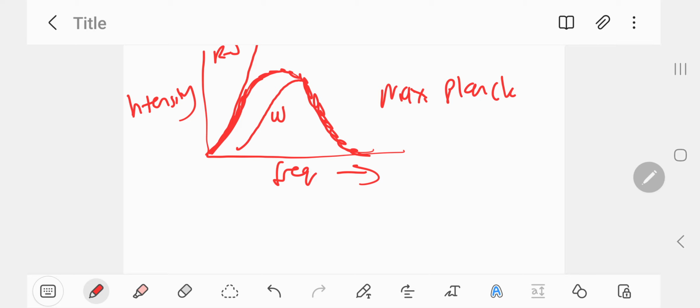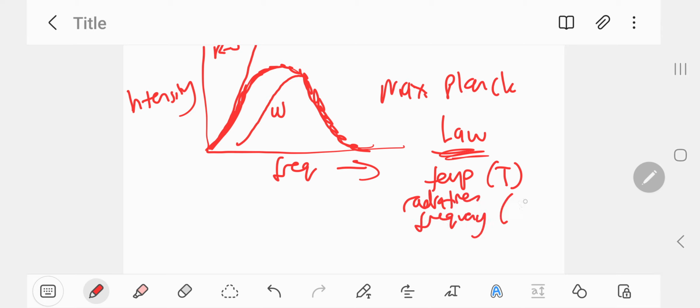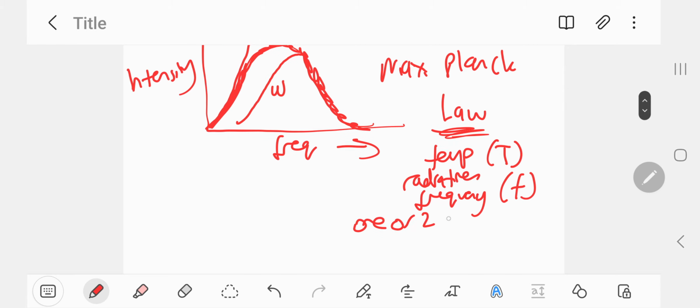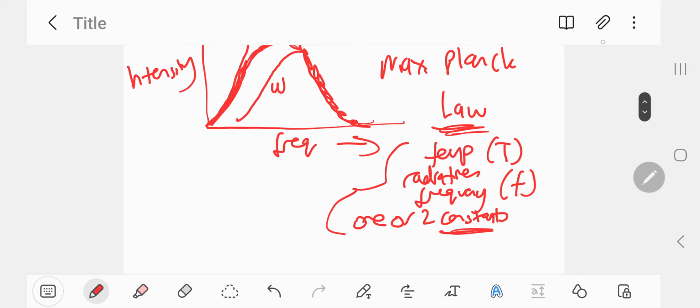And the formula to explain blackbody radiation should only contain things like temperature, capital T in physics, radiation frequency, so lowercase f, and one or two constants. Constants are numbers that are designed to make the maths work, for all cavities and for all colors. So this is what a law, whatever it was, should look like. What it should contain to successfully describe blackbody radiation.